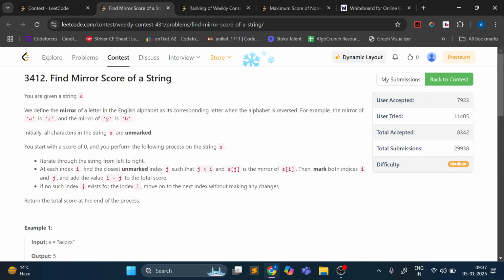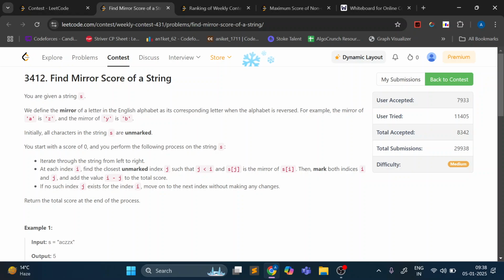In the second question, we are given a string S. We define the mirror of a letter in the English alphabet as its corresponding letter when the alphabet is reversed. So for A it would be Z, for Y it would be B. Y is the second character from the end, so the second character from the start would be B. So this is the definition of mirror, and we are given a string S where all indices, and all characters on those indices, are unmarked.